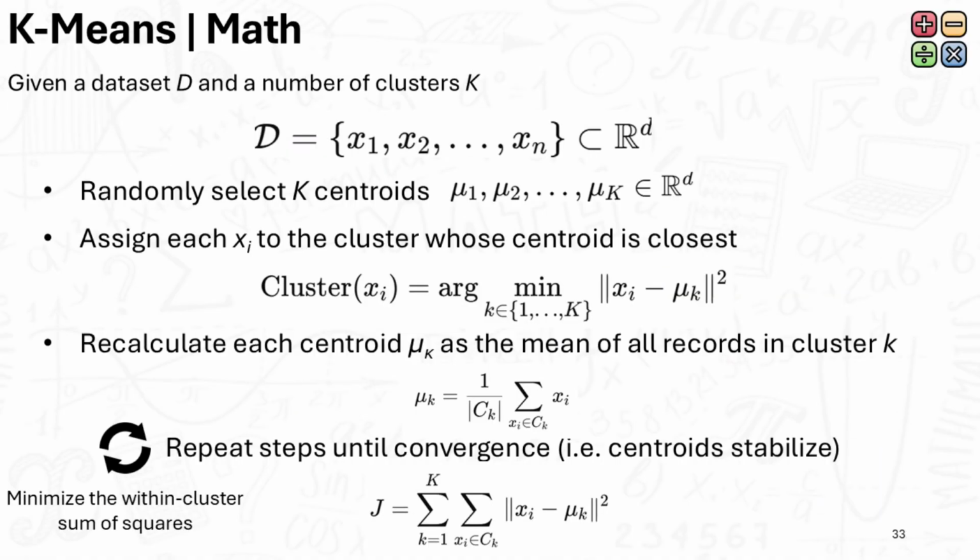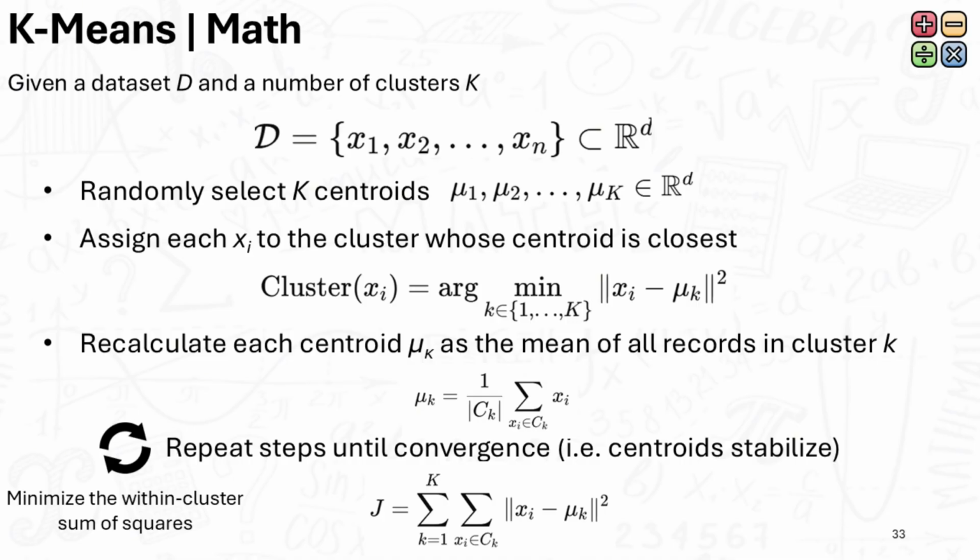To implement k-means effectively in our demand study, we must understand the mathematical framework that drives the centroid movement we just visualized. We start with a dataset D and a predefined number of clusters, k. The algorithm's objective is to minimize the within-cluster sum of squares, represented by the cost function J. The process follows a strict mathematical loop. First, we randomly select k centroids within our multidimensional space. Once these starting points are set, we perform the assignment phase.